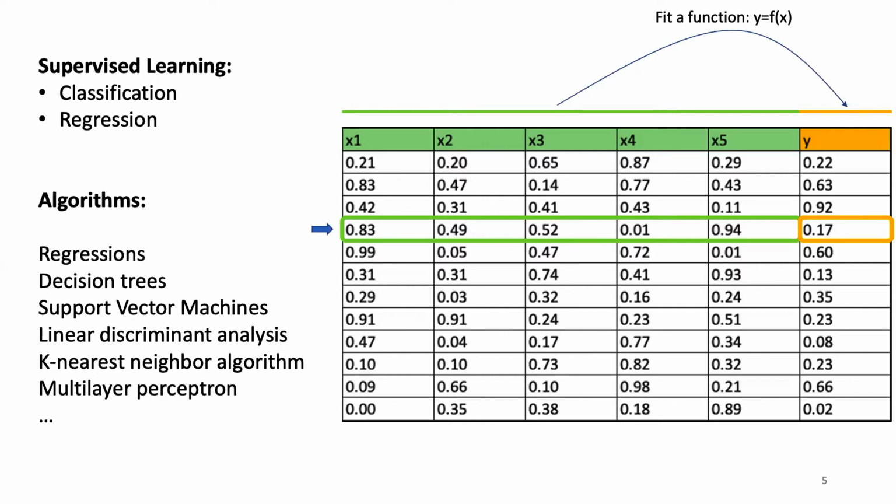In supervised learning, each data point is a pair consisting of an input object and a desired output value. A supervised learning algorithm analyzes the training data and produces an inferred function, which can be used for mapping new examples. An optimal scenario will allow the algorithm to correctly predict the output for any unseen input. This requires the learning algorithm to generalize from the training data to unseen situations in a reasonable way. The popular algorithms in this area are, for example, regressions, decision trees, support vector machine, LDA, k-nearest neighbor, and also multi-layer perceptron, which is actually a neural network.